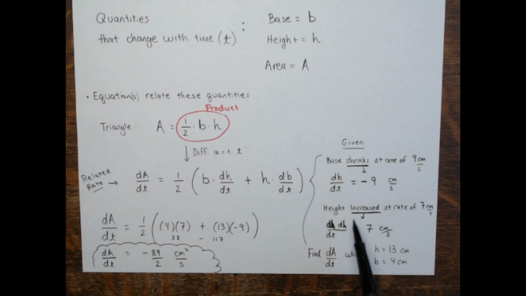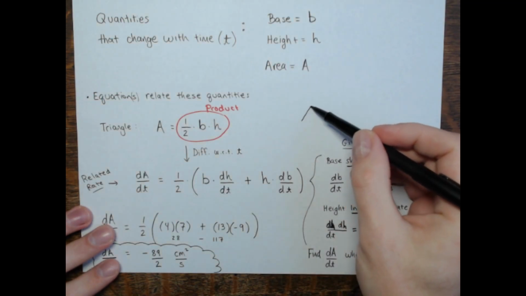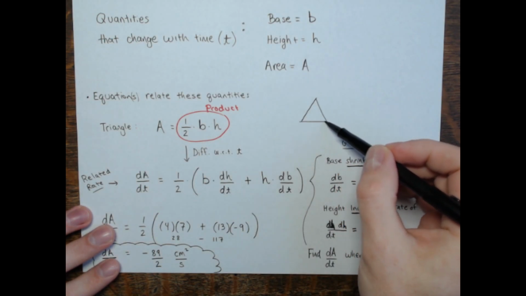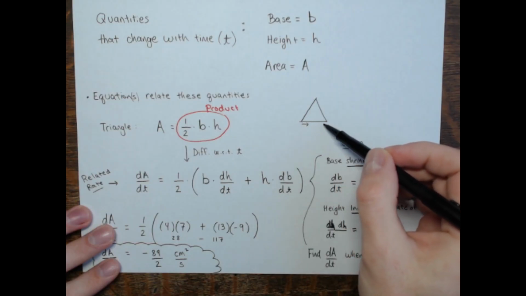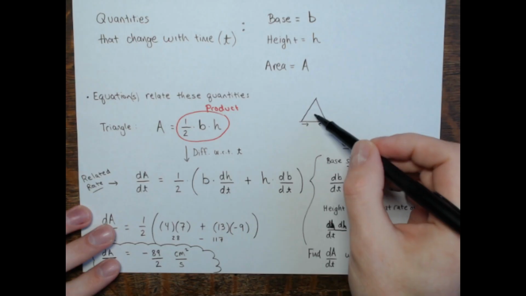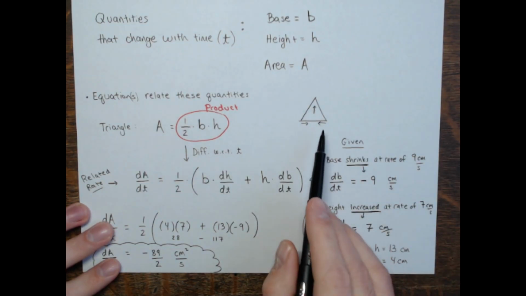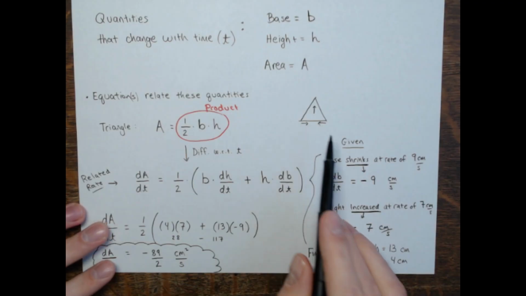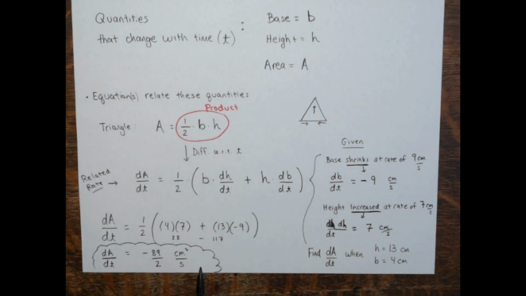So maybe that makes sense if you think about a triangle where the base is getting smaller and smaller, right? This is going in, whereas the height's getting taller, but the base is getting smaller faster than the height is getting taller. So at this particular moment, hopefully it makes sense why the area would have to be shrinking.